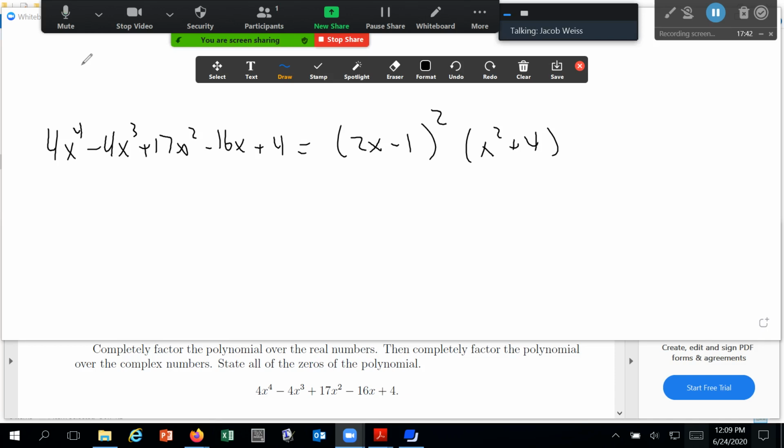There it is. Why is that? X squared plus 4 doesn't factor, right? If you use the quadratic formula on that, you'll get plus or minus 2i. Or, solving that equal to 0, x squared equals negative 4. Take the square root of negative 4, you get x equals plus or minus 2i. So those aren't real. So x squared plus 4 doesn't factor, and this is completely factored over the real numbers.